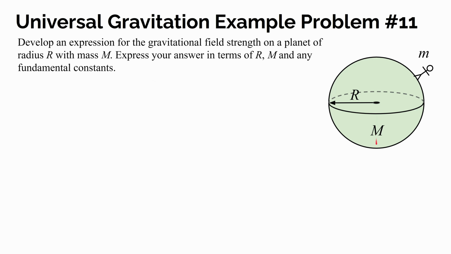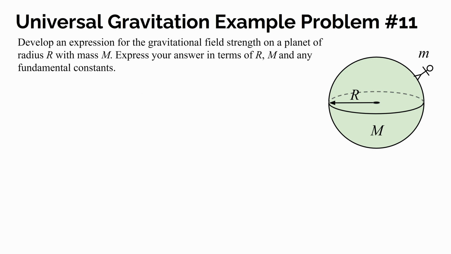We're just going to call the mass of the planet big M and the radius of that spherical planet big R. And we're trying to develop an expression for not the force of gravity, but the gravitational field strength on a planet. And we're going to only express our answer in terms of the planet's radius, the planet's mass, and any fundamental constants. Where have we heard of the gravitational field strength before?